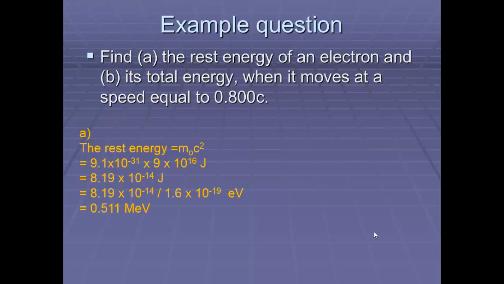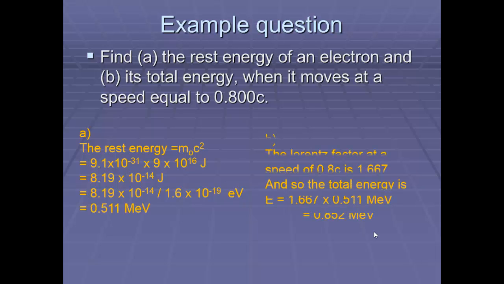So the rest mass, as previously mentioned, is 9.1 times 10 to the minus 31 kilograms, times 9 times 10 to the 16, which gives me 8.19 times 10 to the minus 14 joules. To convert that into electron volts, I've got 8.19 times 10 to the minus 14 divided by 1.6 times 10 to the minus 19, which is the charge of an electron, and gives me 0.511 mega electron volts.